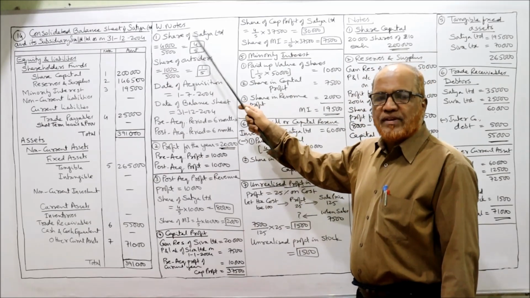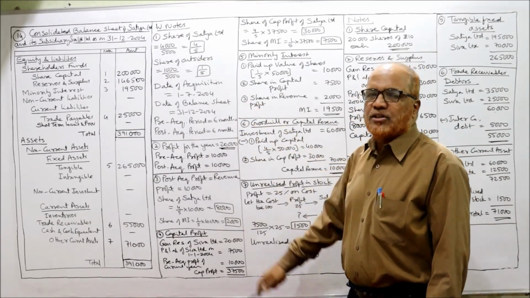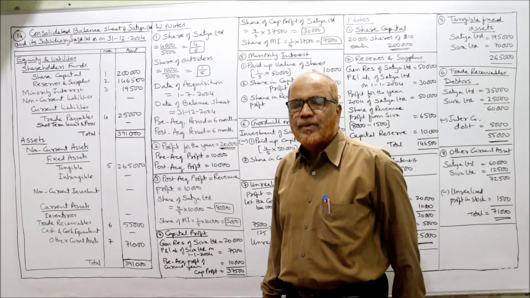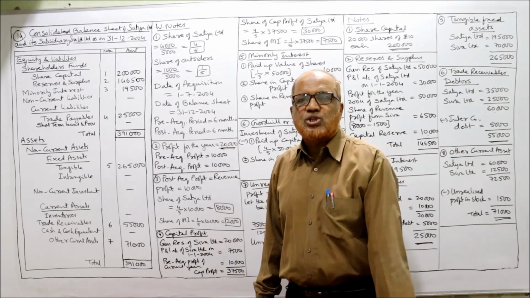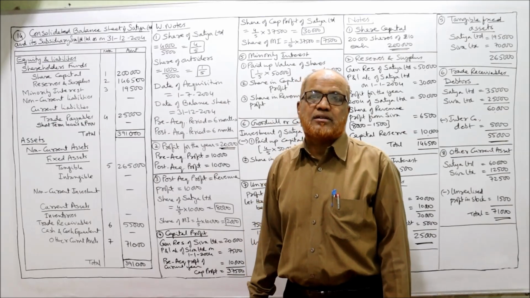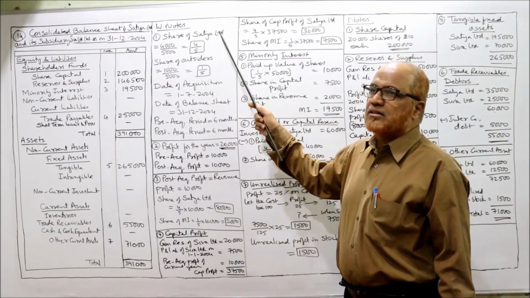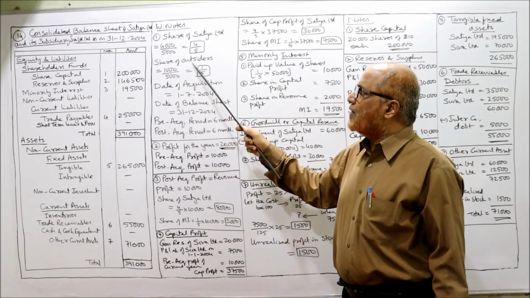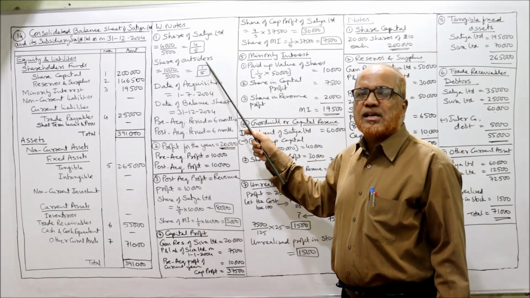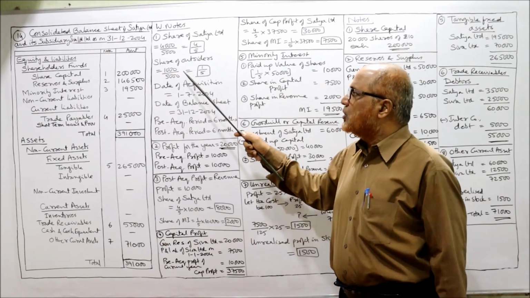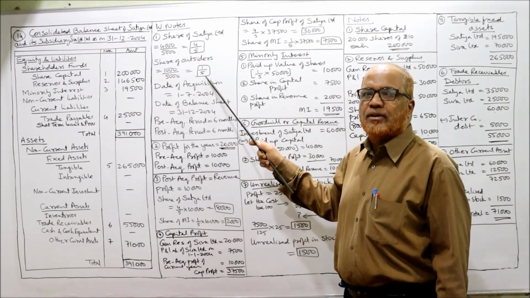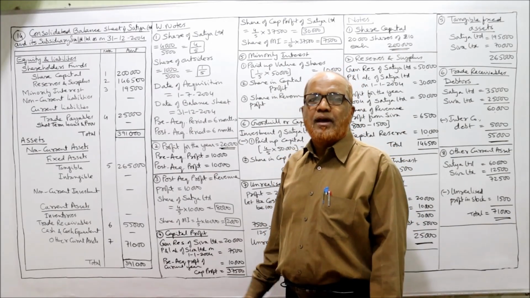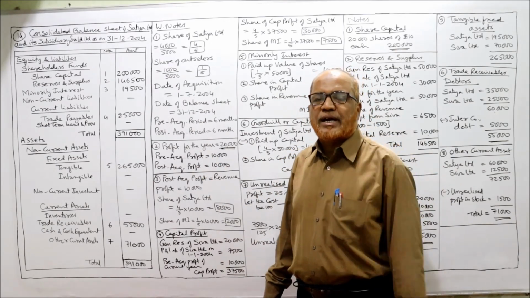The working notes. First working note, share of Satya Limited. The total number of shares in Siva Limited is 5,000. Out of 5,000, 4,000 shares are held by Satya Limited. The share of Satya Limited, 4,000 by 5,000, 4 by 5. Share of outsiders: how many shares are held by outsiders? 1,000. So 1,000 by 5,000, 1 by 5. So 4 by 5 is the proportion of Satya Limited and 1 by 5 is the proportion of outsider minority interest.